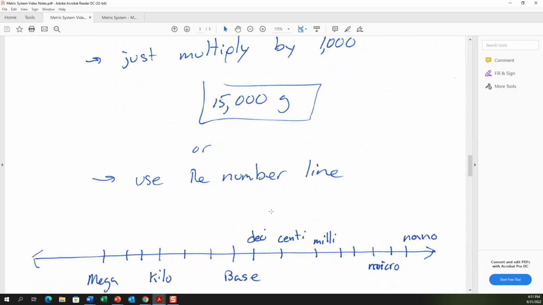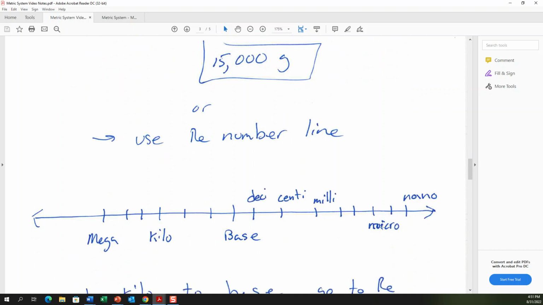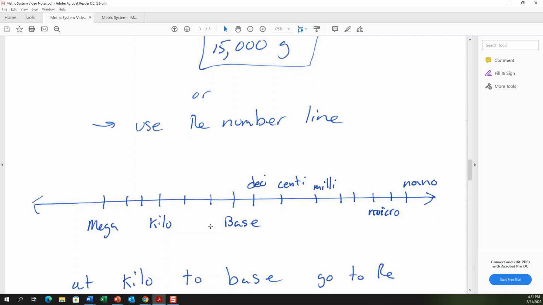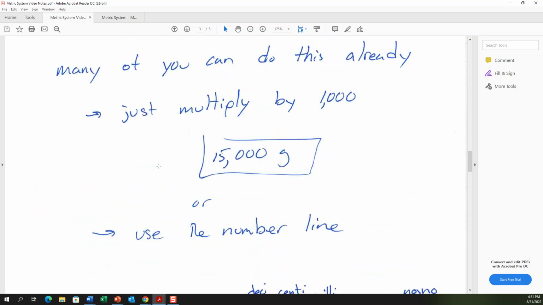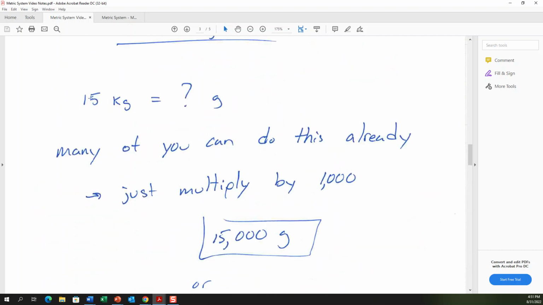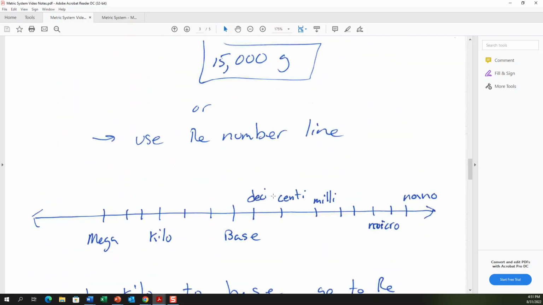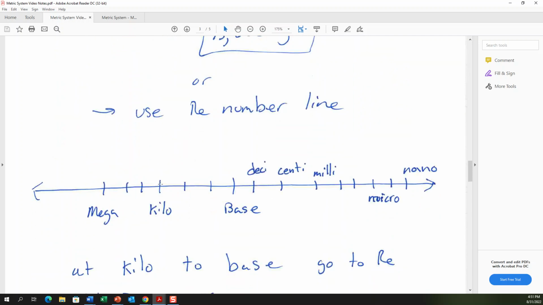So before we get to the dimensional analysis, maybe you've used this kind of number line system. This is micro, sorry, my handwriting's so bad. But you have your base unit here. You go this way to get bigger, you go this way to get smaller, right? If I was doing that same conversion, 15 kilograms, how many grams is that? I'm starting at kilograms, so I'm starting at this place, and I want to go all the way to the base unit, grams.